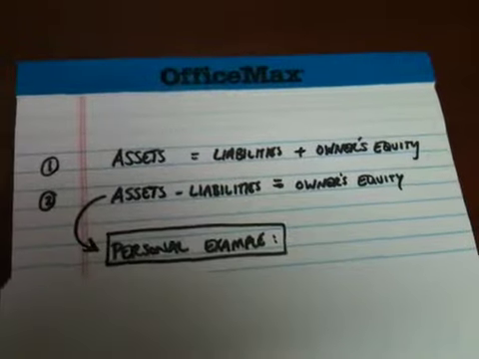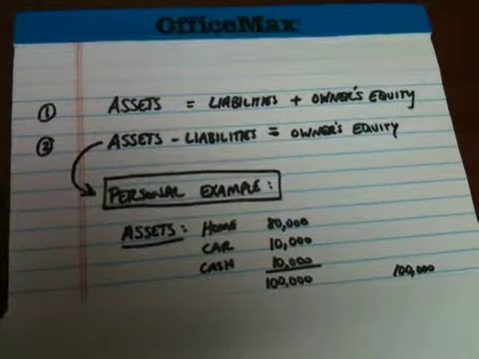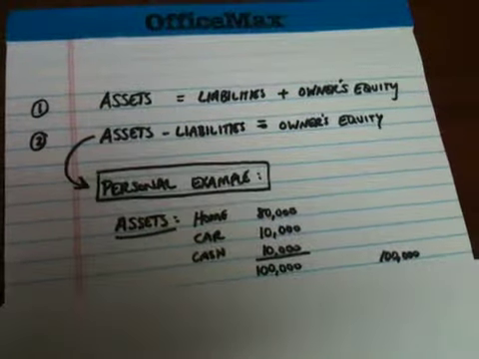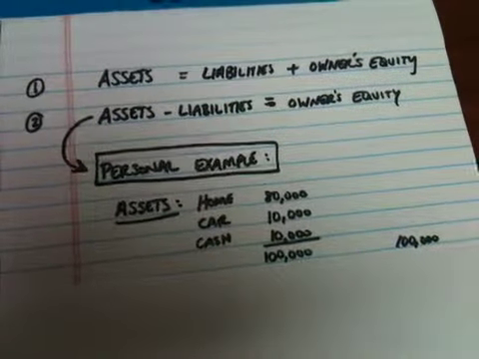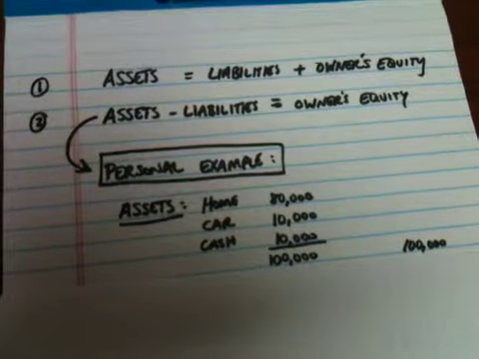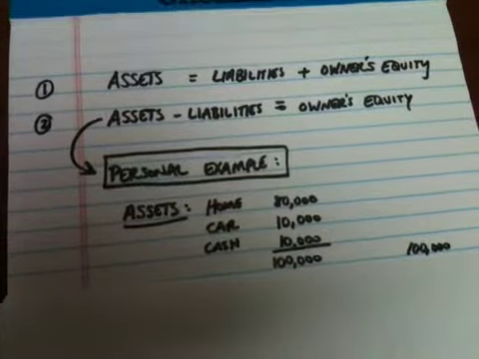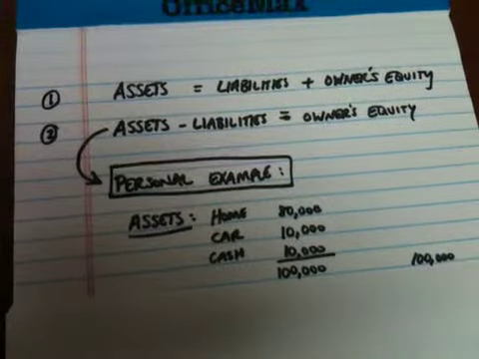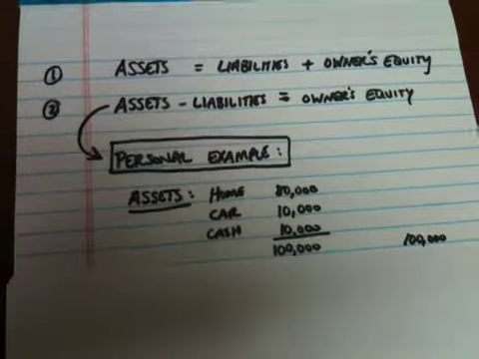So let's use a personal example and see if we can put some numbers to this and make some sense out of it. We're going to look at an example here of someone who has three assets. They have a home that they bought for $80,000. They have a car that's listed at $10,000, and they have cash in the bank of $10,000. So they have a total of $100,000 in assets.